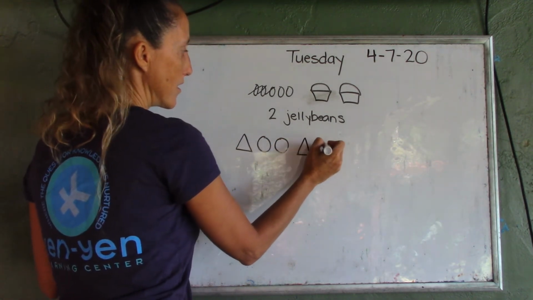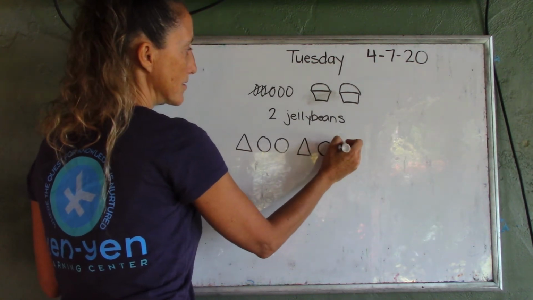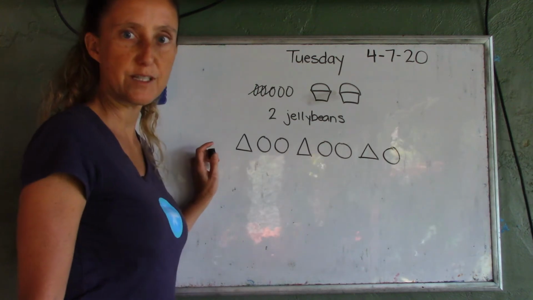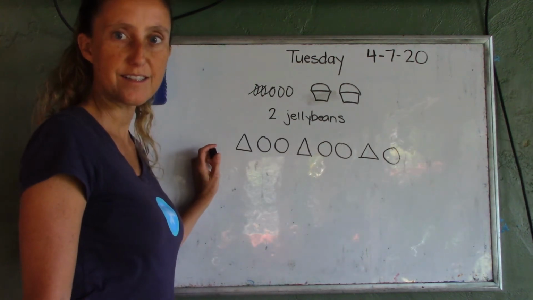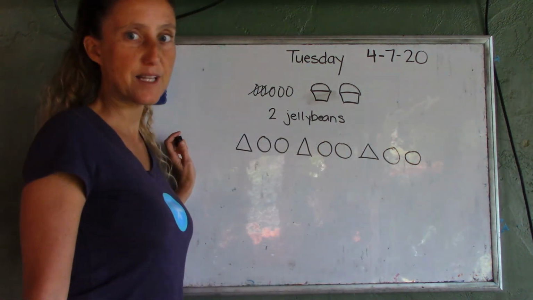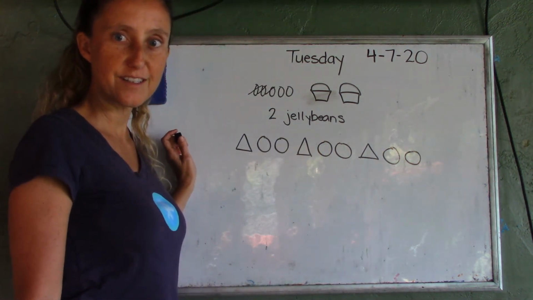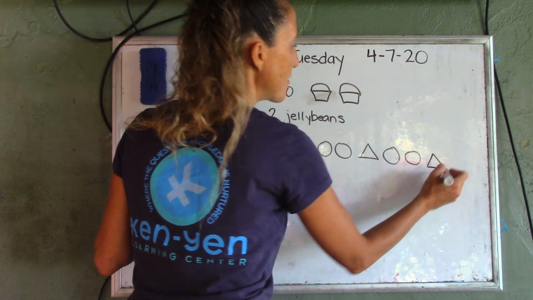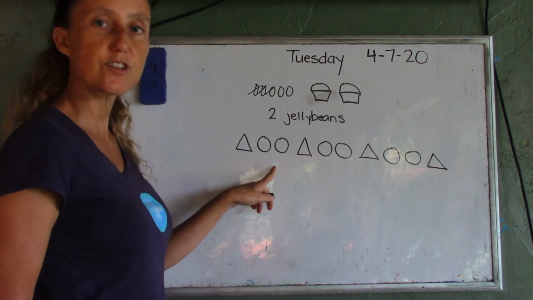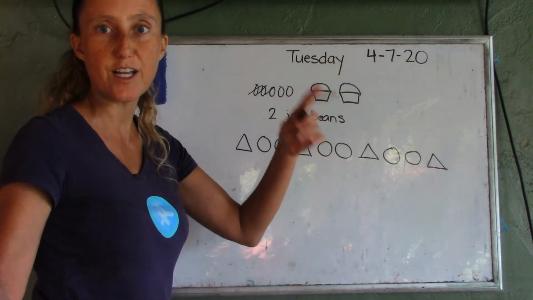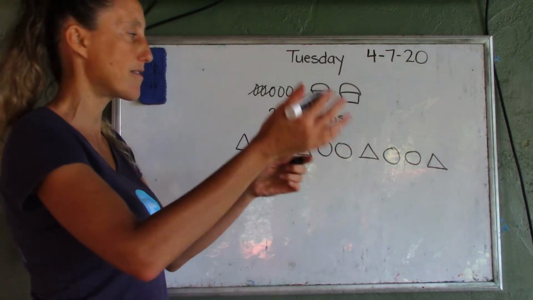Triangle, circle, circle. Triangle, circle. What comes next? You're right, a circle. Did you know what comes after the circle? Yes, a triangle. Good job. And you can just keep going with that, right? Triangle, circle, circle, triangle, circle, circle, forever and ever and ever.